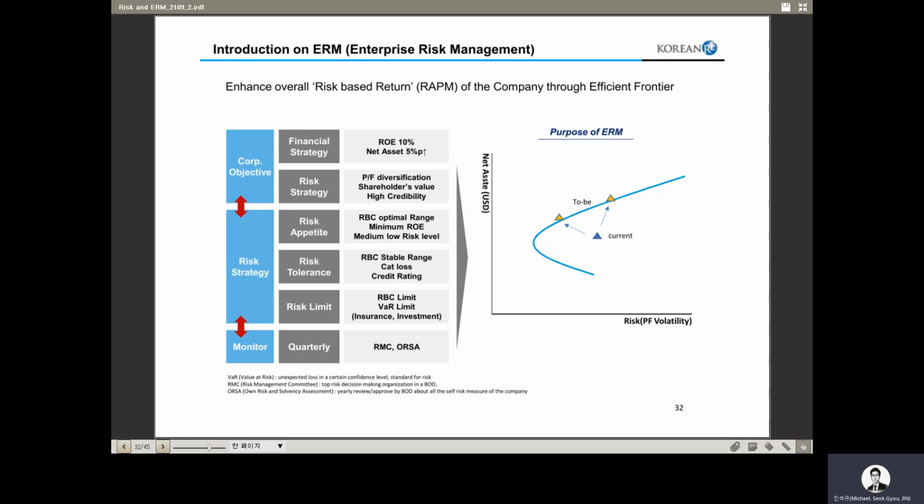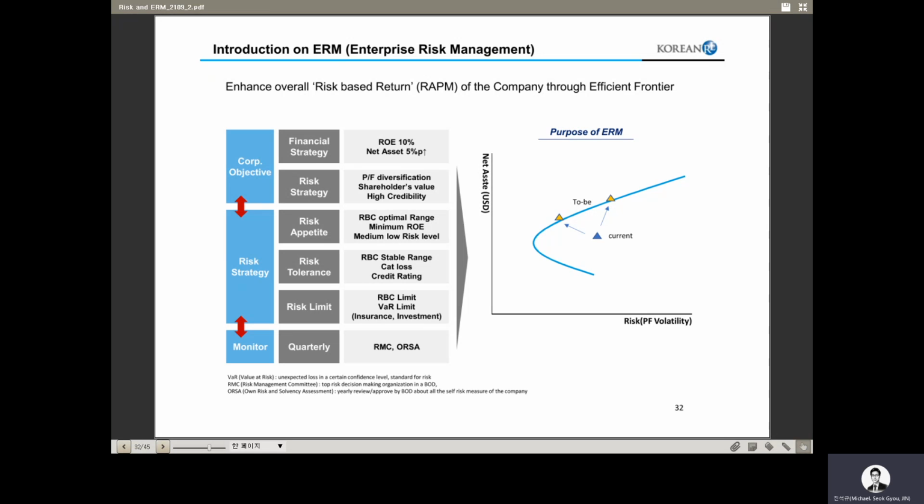For the risk strategy in detail, we have risk appetite and tolerances and risk limit. Risk appetite is which risk we are taking. We are pursuing an RBC in an optimal and stable range, and minimum ROE targeting, and a minimum to low risk level. Risk tolerance is how much risk we are going to take. We are pursuing a stable, very minimum CAT loss and maintaining stable credit ratings.